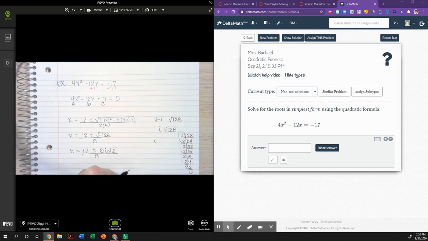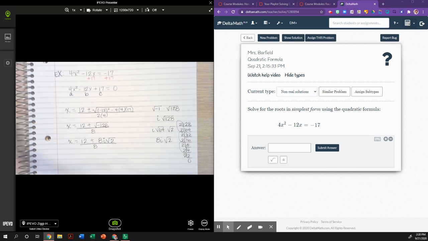Now if you're looking at it, you're going, well, how did she really honestly do that? Okay, remember, 128 is 64 times 2. And the square root of 64 is 8, so 8i root 2. This is just a technique I use to simplify radicals.